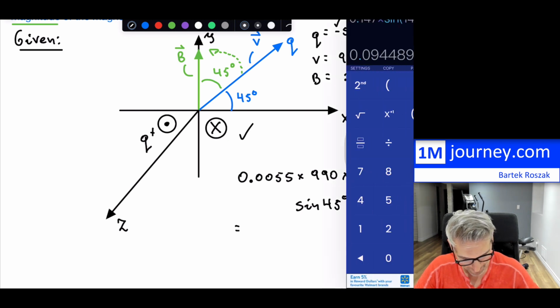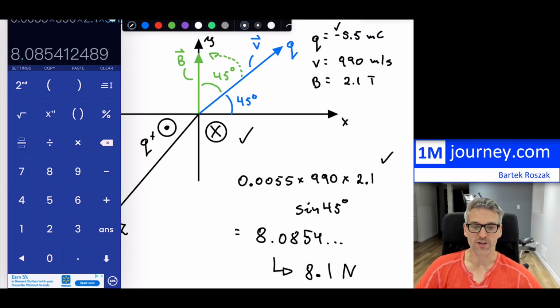So let me do that. So there you have it. I rounded it to 2 significant figures because that's the minimum amount in the question.